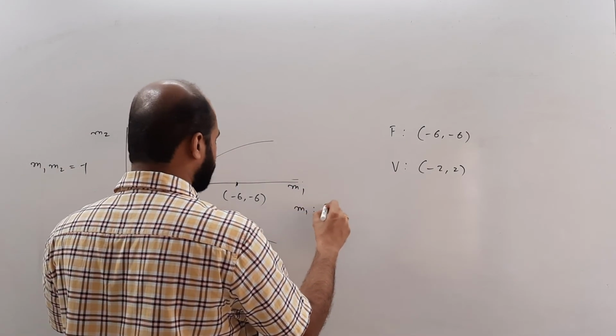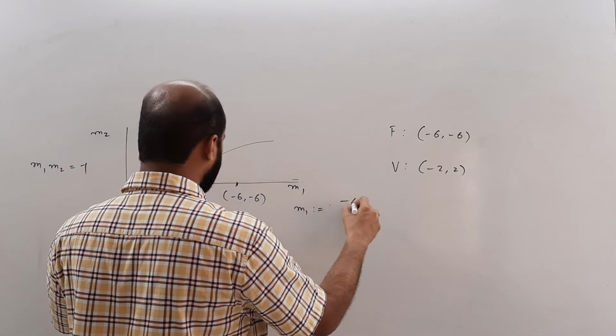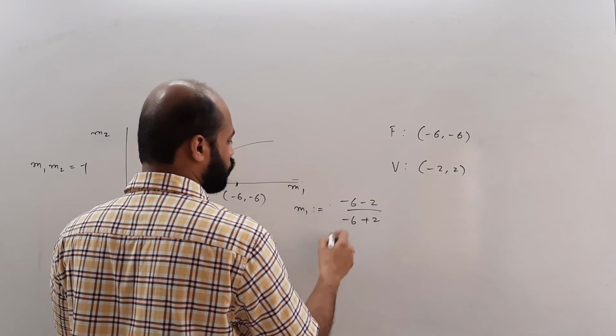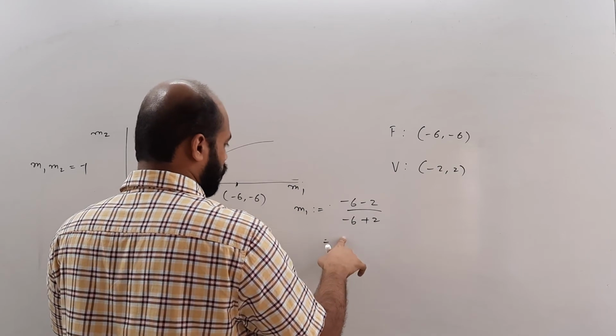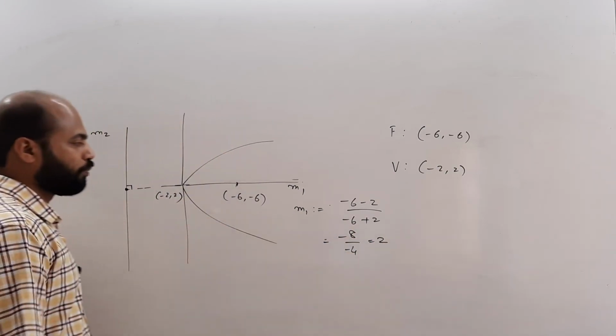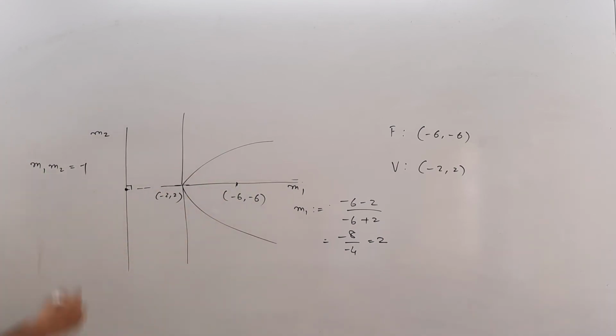M1 is going to be minus 6 minus 2 by minus 6 plus 2, which is going to be minus 8 by minus 4, which is going to be 2. So the slope of this is 2, hence the slope of this is going to be minus half.